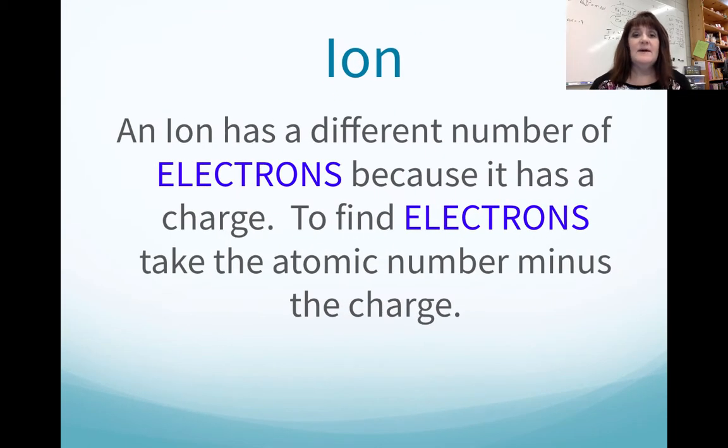So let's talk about definitions. Back in your notes, please. An ion has a different number of electrons because it has a charge. To find the electrons, you simply take the atomic number minus the charge, right? So if an atom has a charge, it is classified as an ion. And that's the first I in today's acronym, ion.